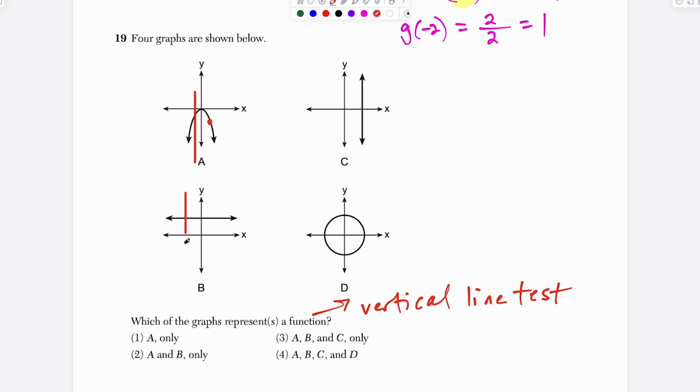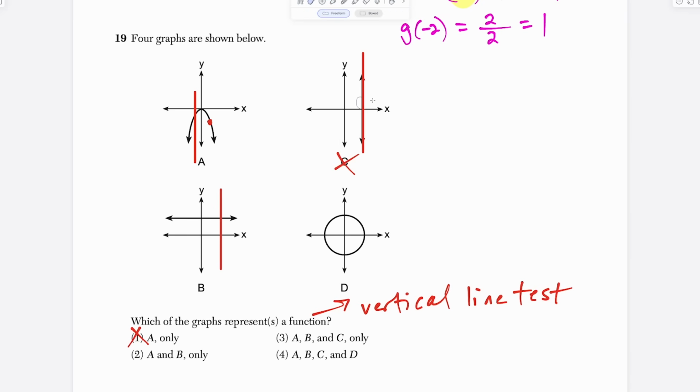I know we have a horizontal line, but if I draw a vertical line anywhere, that vertical line is only going to touch that line at one location. Okay, so B would also be in. So what that does is it eliminates choice 1 because B counts. And now C is no good because if we were to draw a vertical line exactly on top of the vertical line we're given, it would touch that vertical line at infinite places. So C is out. Okay, we can't have C as part of our solution set here.